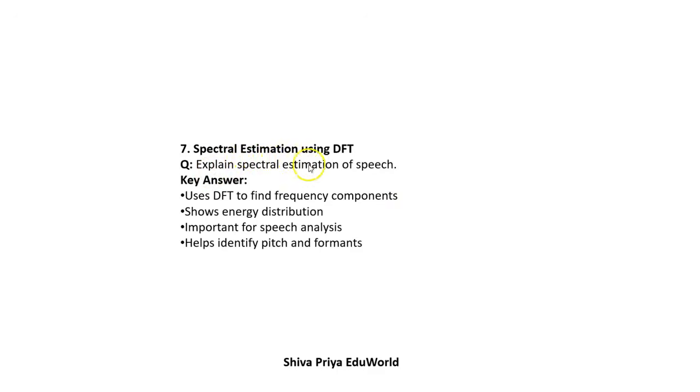Explain the spectral estimation of speech. Here it will use the DFT to find the frequency components, and along with that it will show the energy distribution, which is important for speech analysis. The DFT is very important for speech analysis, and it shows the energy distribution. It helps to identify the pitch and formants. This is very important. Clear?